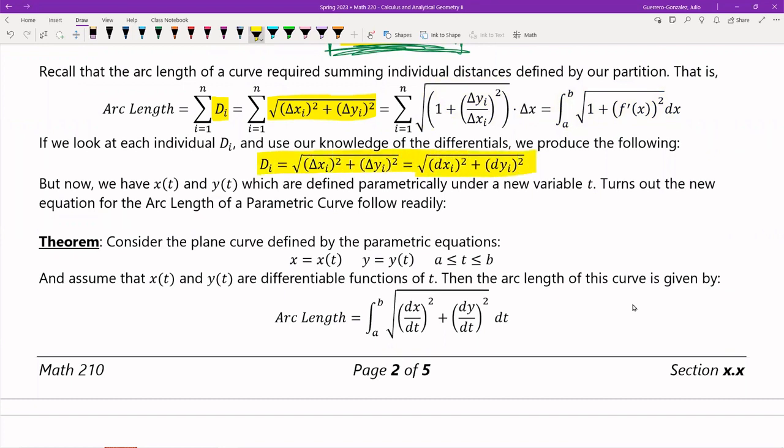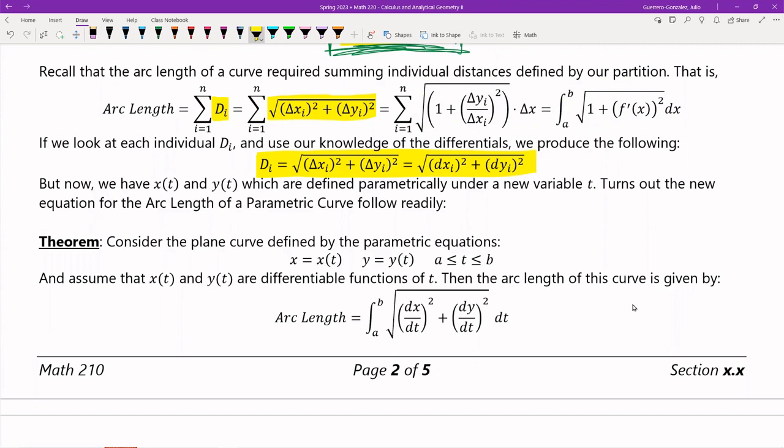If you remember how the construction for that went along, we grabbed our x interval and divided it infinitely finer and finer. So we let the delta x become very small. The way we did that was we let n go to infinity.